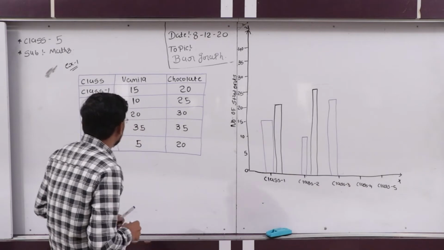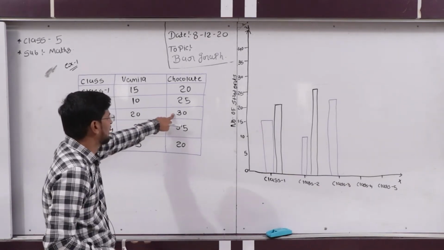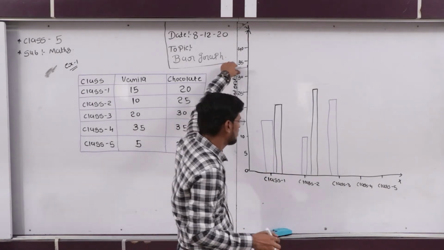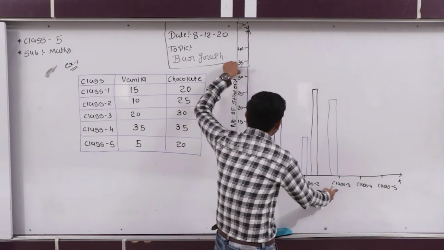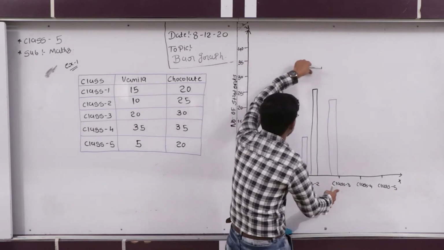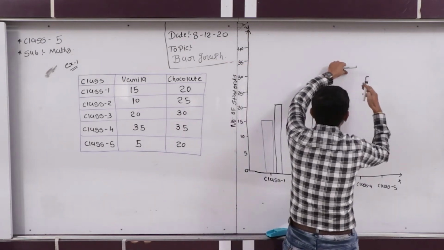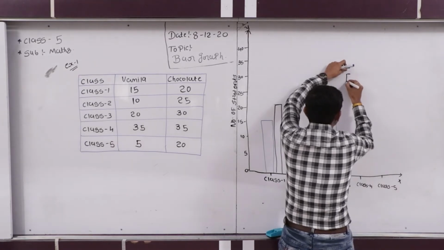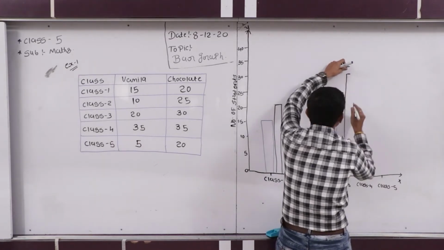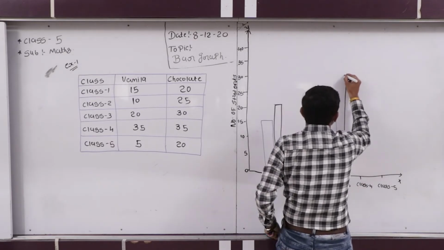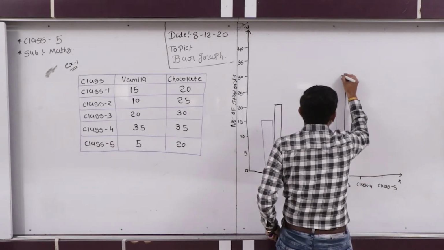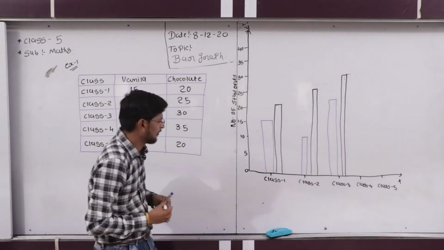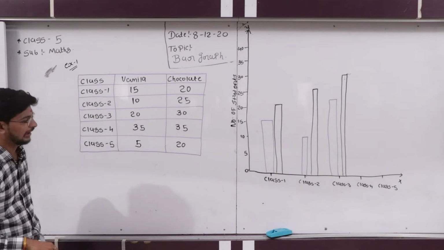Next, 30 students like chocolate ice cream in class 3. Find 30 on the y-axis and class 3 on the x-axis, right? Draw the bar graph for class 3 for chocolate ice cream. It is the bar graph of chocolate ice cream for class 3.